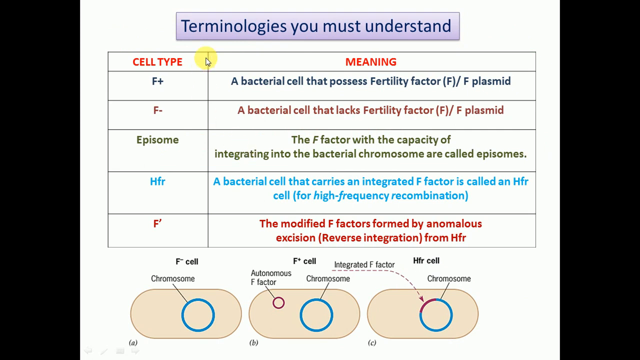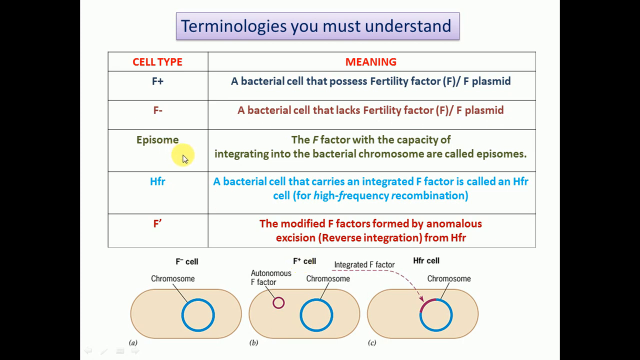First, the terminologies that we should understand in the genetics of bacteria are the F plus factor, F minus factor, episome, HFR and F prime. To differentiate them, we should have knowledge about these terms. We will start with F minus. F minus means a bacterial cell that does not have any F factor. The F plus cell will have an autonomous F factor or fertility factor. That's why it is designated as the F plus cell.